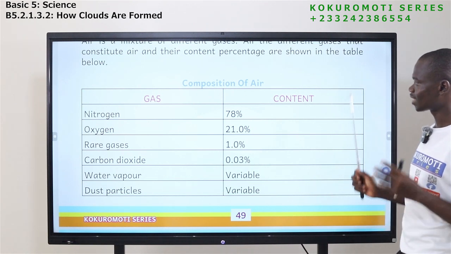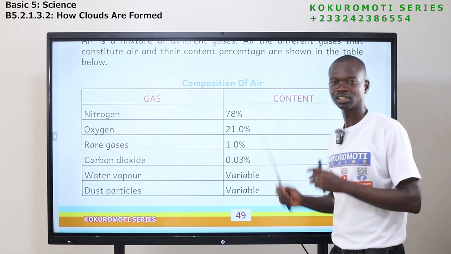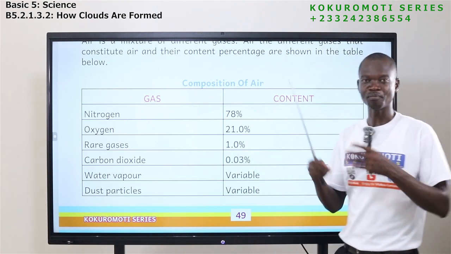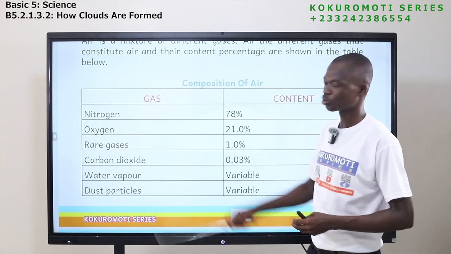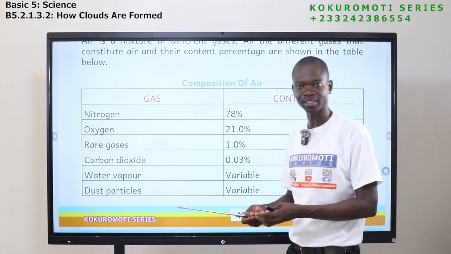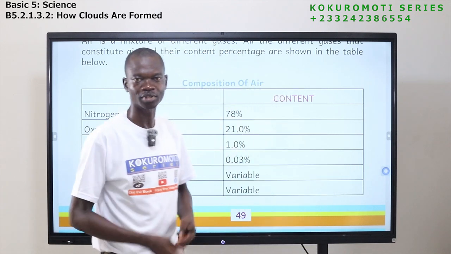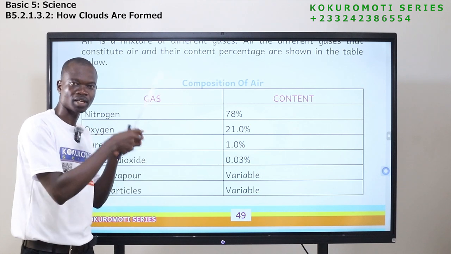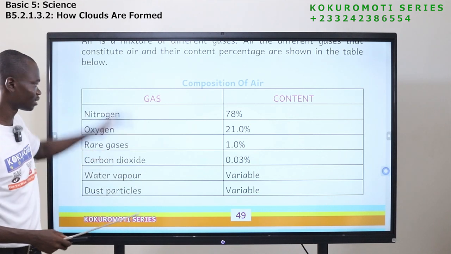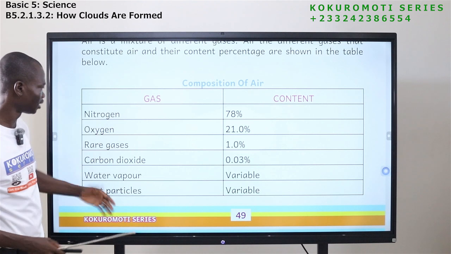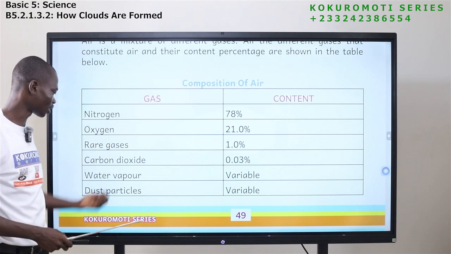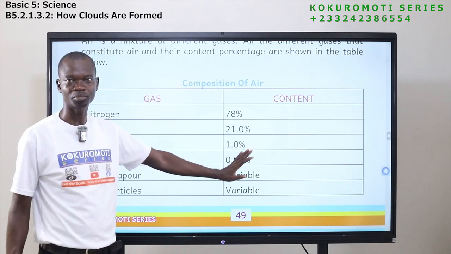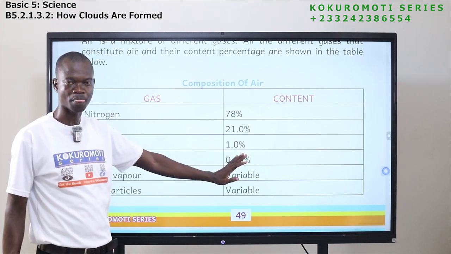Okay, so in exams, if I ask you what is air, what I expect from you is that air is a mixture of different gases. If you are asked to give the components of air, the constituents of air, or the different parts that come together to form air, these are the different gases that come together to form air: nitrogen, oxygen, rare gas, carbon dioxide, water vapor, and dust particles, and they have their percentages just in front of them.